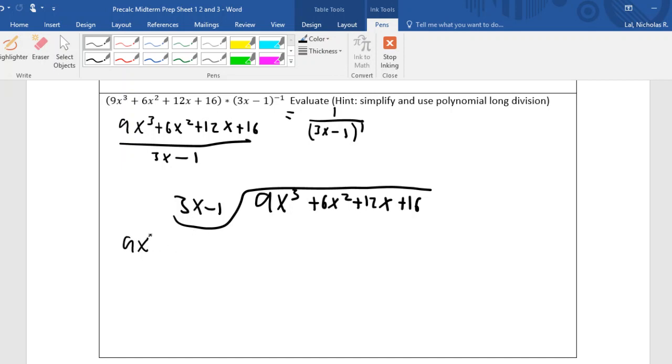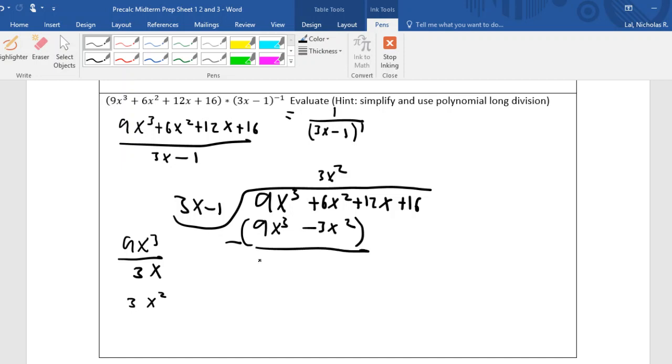9x cubed divided by 3x is going to be 3x squared. So in the x squared place, I write 3x squared. 3x squared times 3x is 9x cubed. And 3x squared times -1 is minus 3x squared. I group in parentheses and I subtract. 9x cubed minus 9x cubed is 0. That cancels out. 6x squared minus -3x squared is 6x squared plus 3x squared, which is 9x squared. Bring everything else down, plus 12x plus 16.